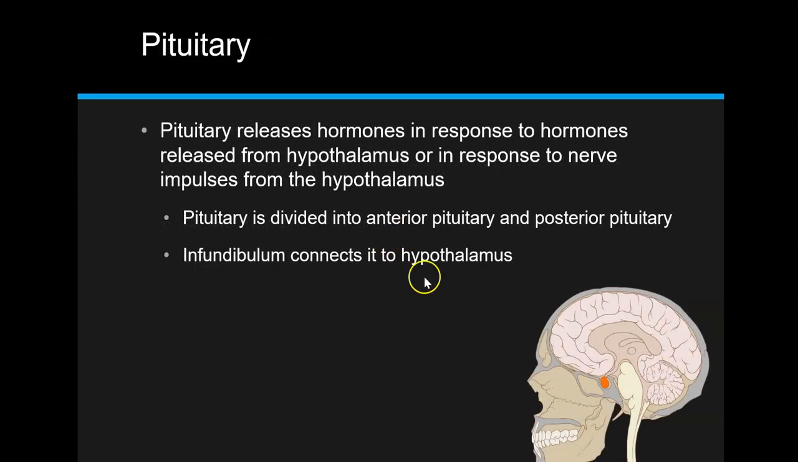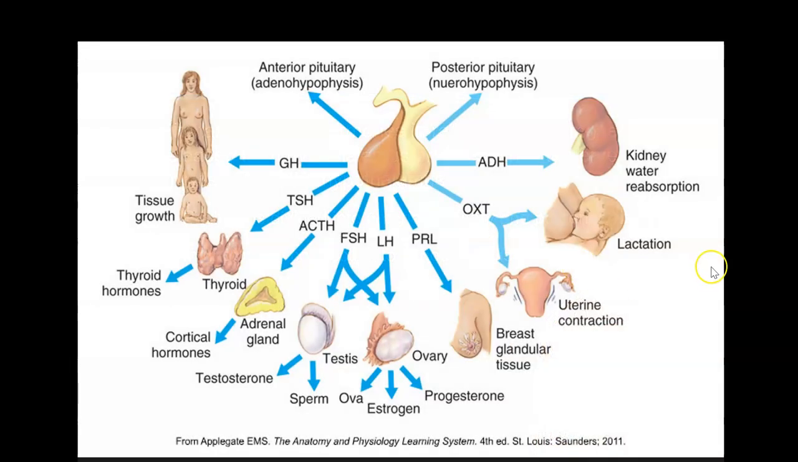My slides may have been out of order. The pituitary releases hormones in response to hormone release from the hypothalamus, or in response to nerve impulses from the hypothalamus. So the anterior pituitary responds to hormones, and the posterior pituitary responds to nerve impulses. The pituitary is divided into anterior and posterior pituitary, and the infundibulum connects it to the hypothalamus. So the hypothalamus is here, the pituitary is there, anterior will be located on this side, posterior will be located on that side.